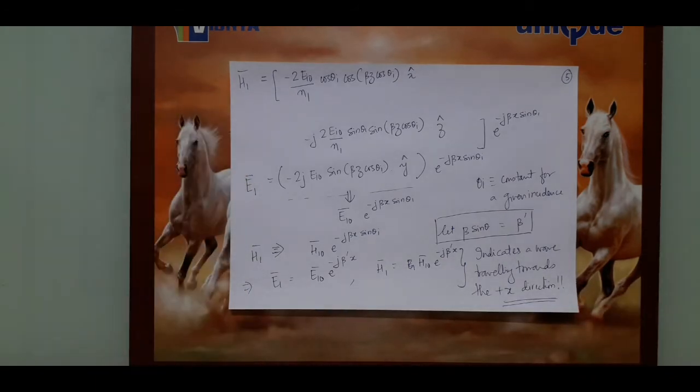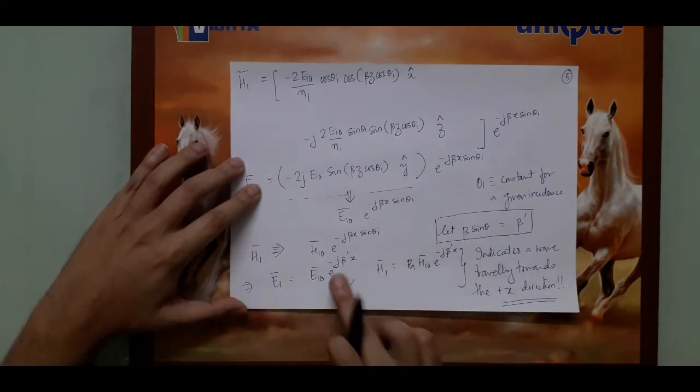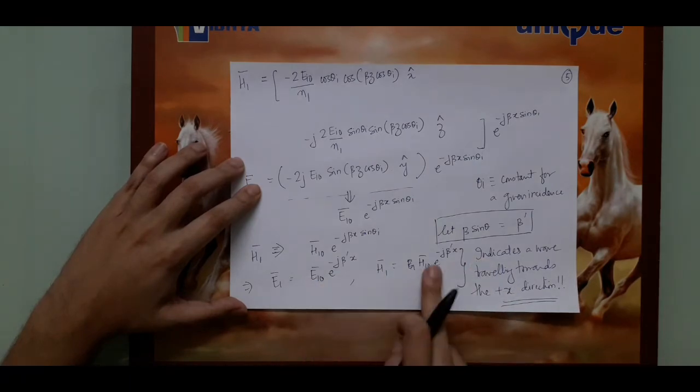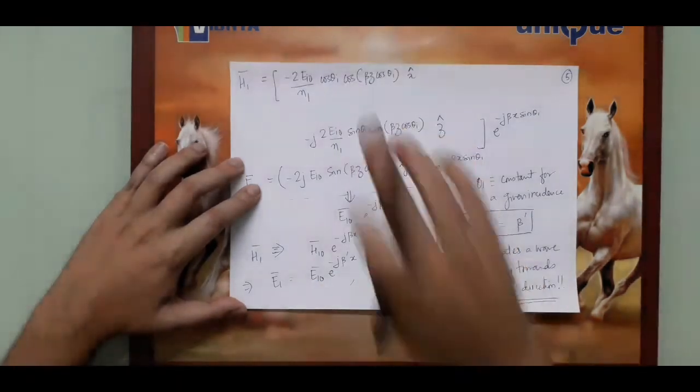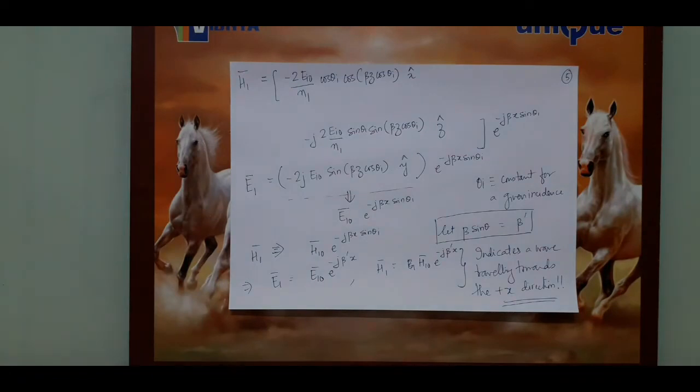Now this is something we have not seen before. Why am I saying it's a wave? Because both of them have the same nature, and the nature of EI0 and HI0 is such that they are orthogonal to each other. So therefore there is no need to doubt that there is indeed a wave which is going on that side.